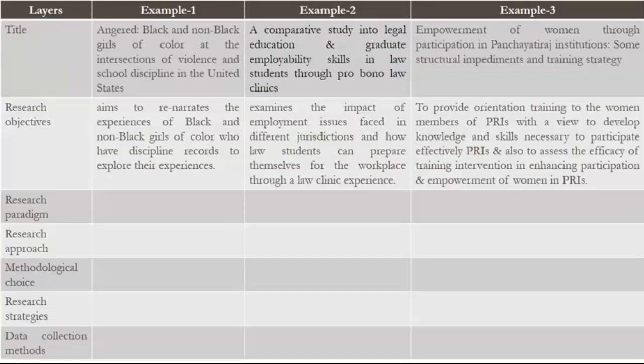I'm taking the second example, a comparative legal study into legal education and graduate employability skills in law students through pro bono law clinics. As you all belong to law, you know that we have so many law schools right now, other than traditional law schools. Many private law schools are coming up, a mushroom of institutions, okay? But on the other hand, you have government institutions which are existing as they are. And there is a lot of pressure among the law graduates with regard to employability skills.